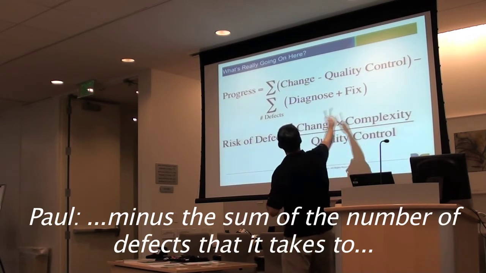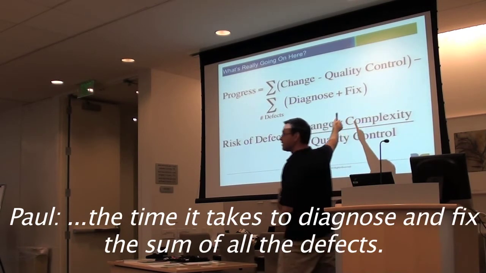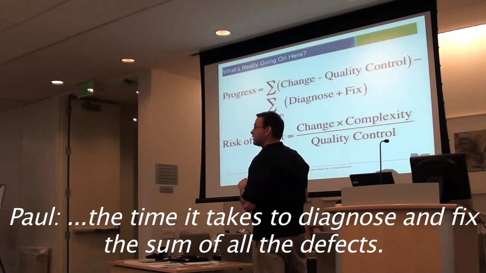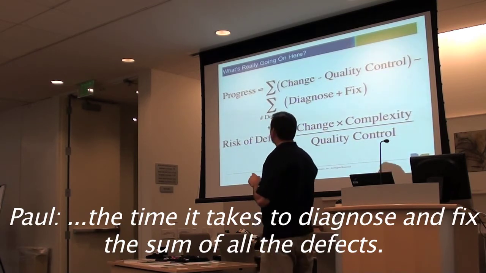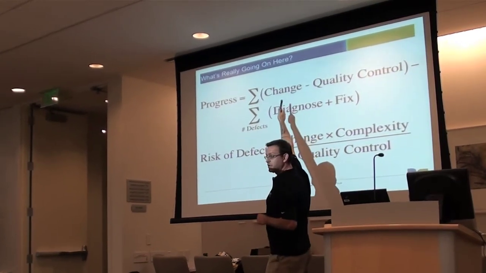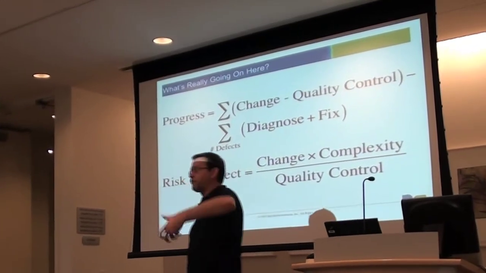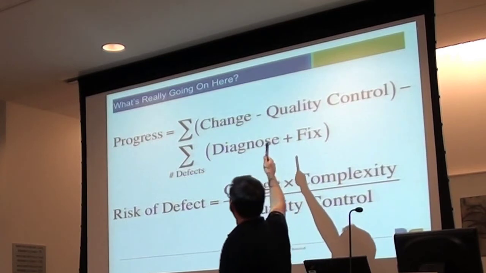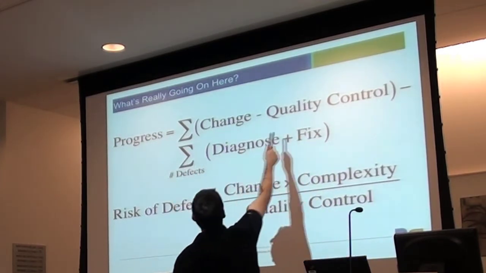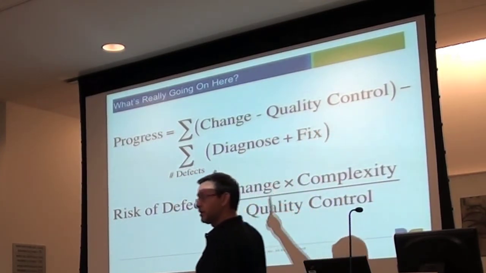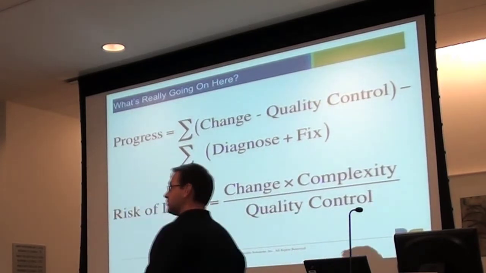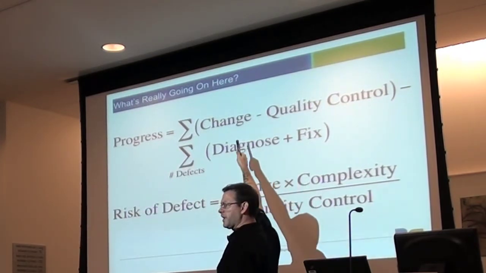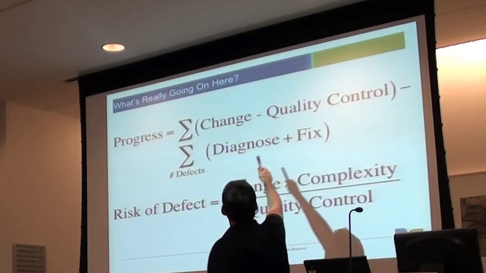The sum of the change minus quality control, minus the sum of the number of defects, or the time it takes to diagnose and fix them. So each change is additional software, and I take a certain amount of my effort, a certain amount of my ability to make progress. The time is going to be spent not writing code that runs in production, right?